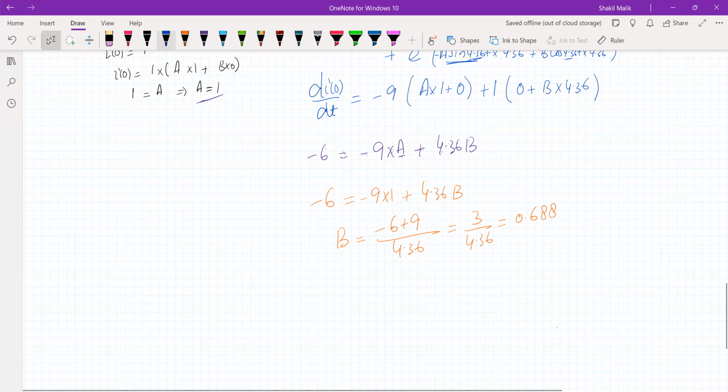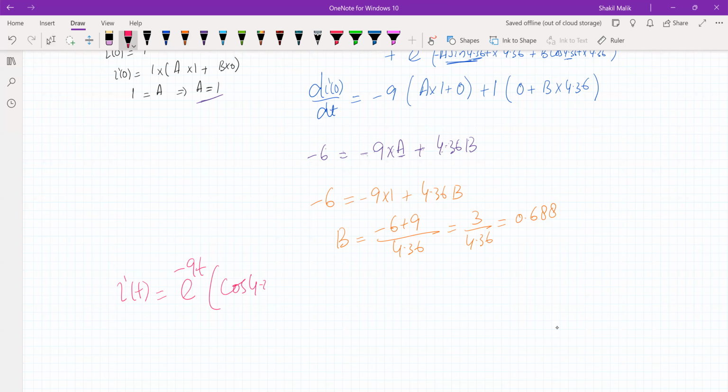Now substituting the values of a and b here, we can write the current. So I of t is simply e to the power of minus 9t, a is simply 1, so it is cos 4.36t plus b, which is 0.688 sine 4.36t.